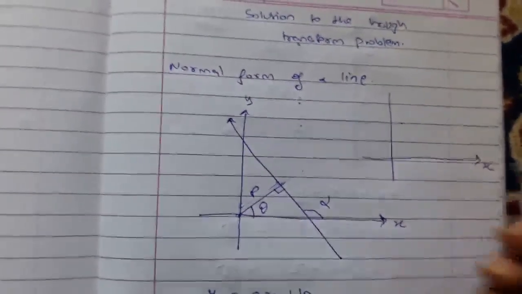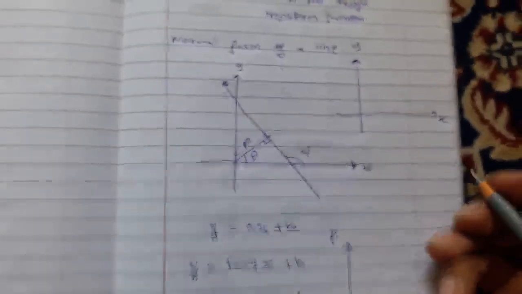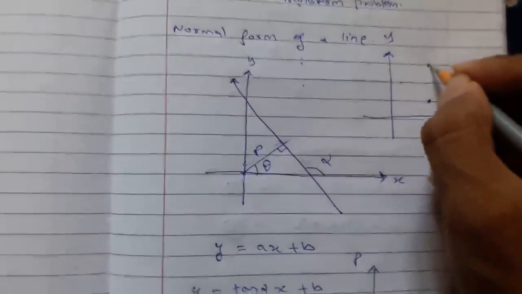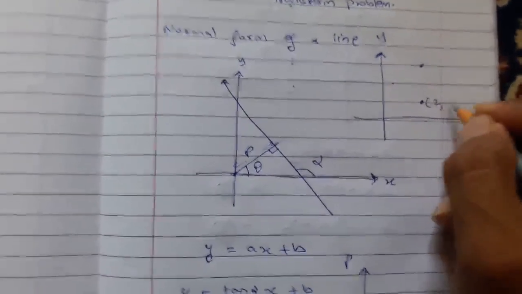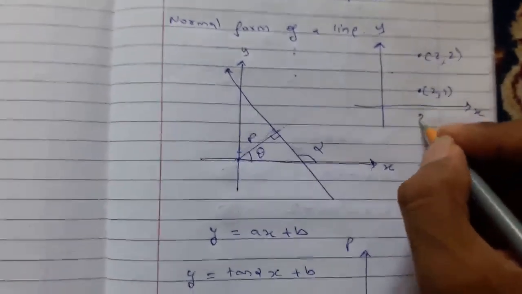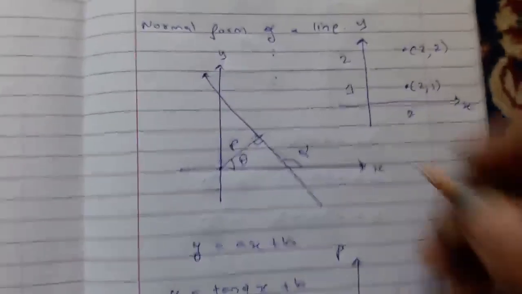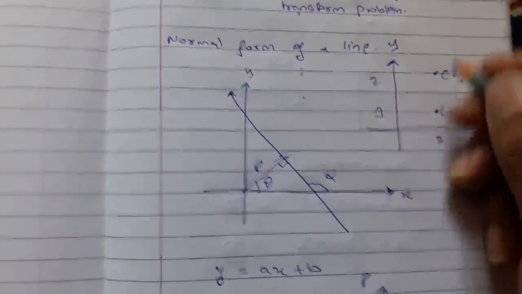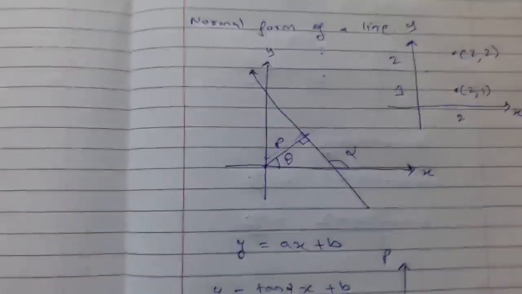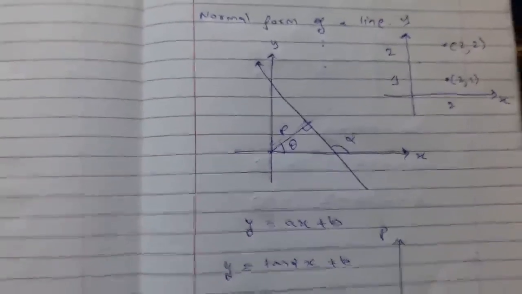So this is my xy coordinate axis, and these were the points. I have 2 comma 1 and I have 2 comma 2. This is a point, this is 2, this is 1 and this is 2. So these are the 2 points that we have, and we need a line that should join the 2 edges basically, using Hough transform.